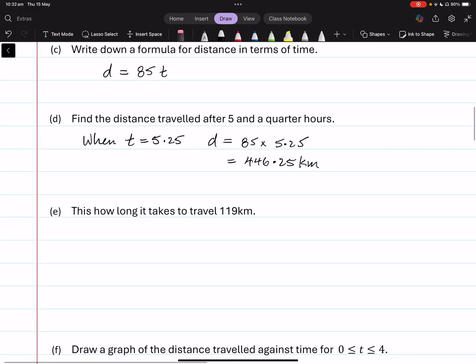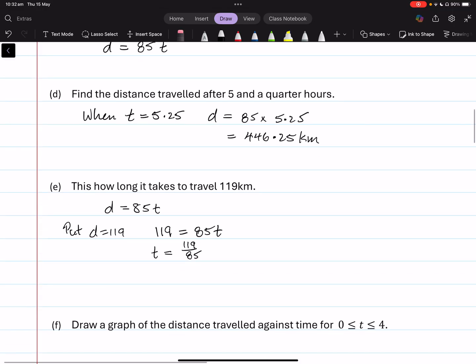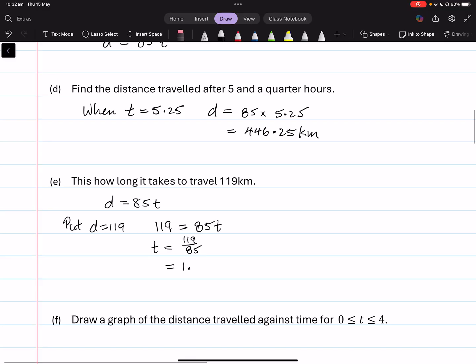How long does it take the train to travel 119 kilometers? Well, we'll go to the formula again. Our formula is distance equals 85 times time. This time, we're going to put the distance equal to 119 kilometers. And so we get 119 is equal to 85t. Solving that for t, divide both sides by 85, 119 divided by 85. And if you calculate that, you get 1.4.